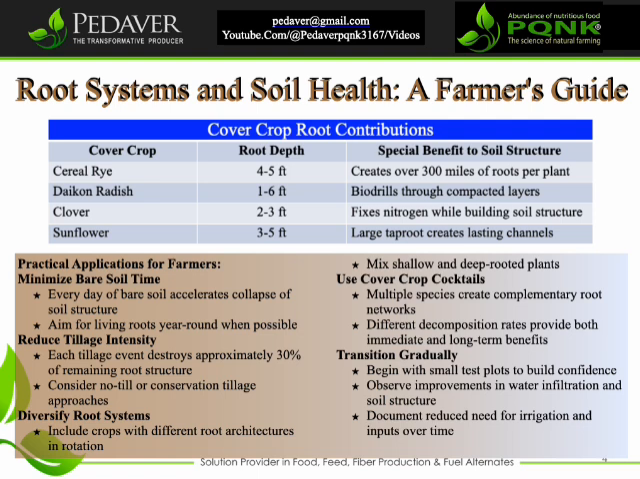Diversify root systems. Include crops with different root architectures in rotation. Mix shallow and deep-rooted plants. Use cover crop cocktails. Multiple species create complementary root networks. Different decomposition rates provide both immediate and long-term benefits. Transition gradually. Begin with small test plots to build confidence. Observe improvements in water infiltration and soil structure. Document reduced need for irrigation and inputs over time.